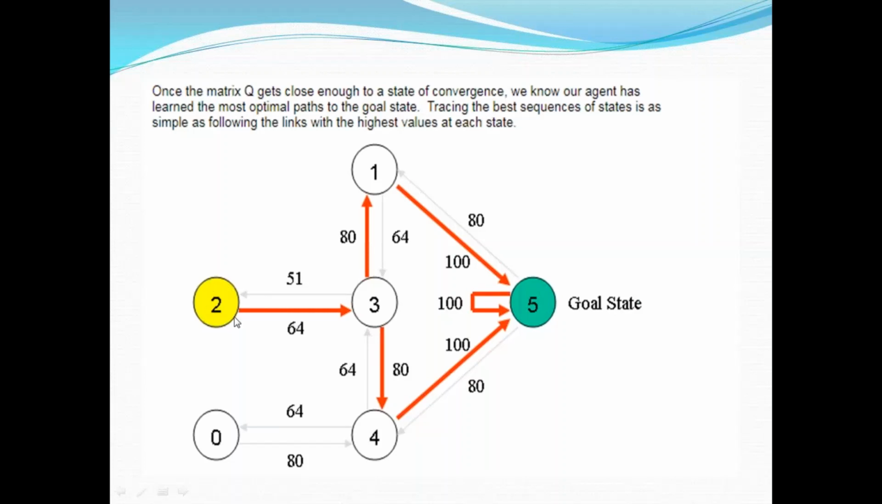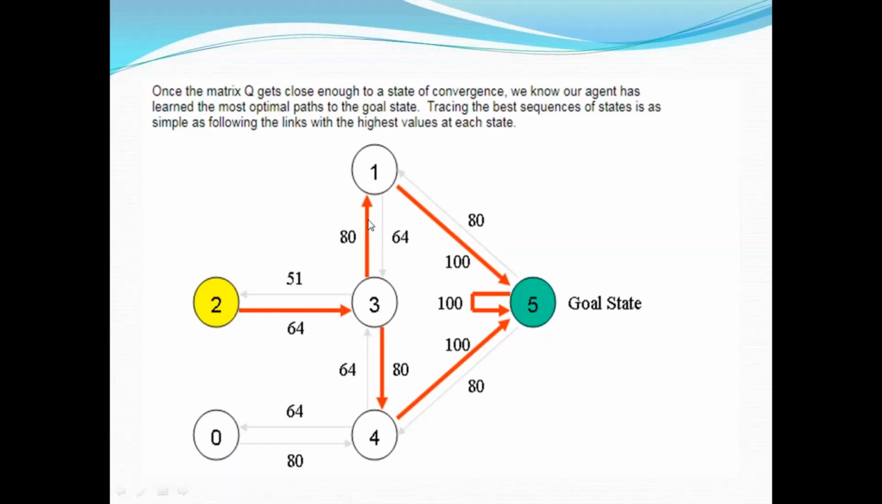Now it has to move from the agent in room 2 to goal state 5. Okay. So what does it do? It will consider this state and it will go to a higher value. So 51, 64. So here it will go to a 64 value. From 3 it has 2 options again, 4 and 1. Now it can go to a higher value, 80. Okay. So from 1 again it will go here and it will reach the goal state.